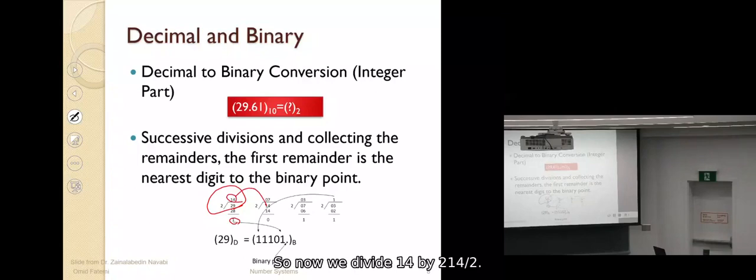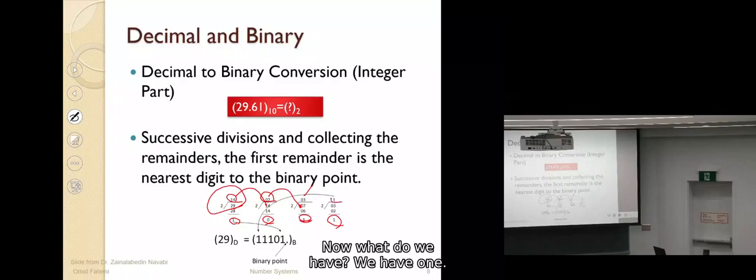Okay. And then we have 14 here. So now we divide 14 by 2. The result would be 7, and the remainder would be 0. Okay, now we have 7. 7 divided by 2 is 3, and the remainder is 1. So remember this 1. Now we have 3. 3 divided by 2. The result would be 1. 1 times 2 is 2, and the remainder would be 1.